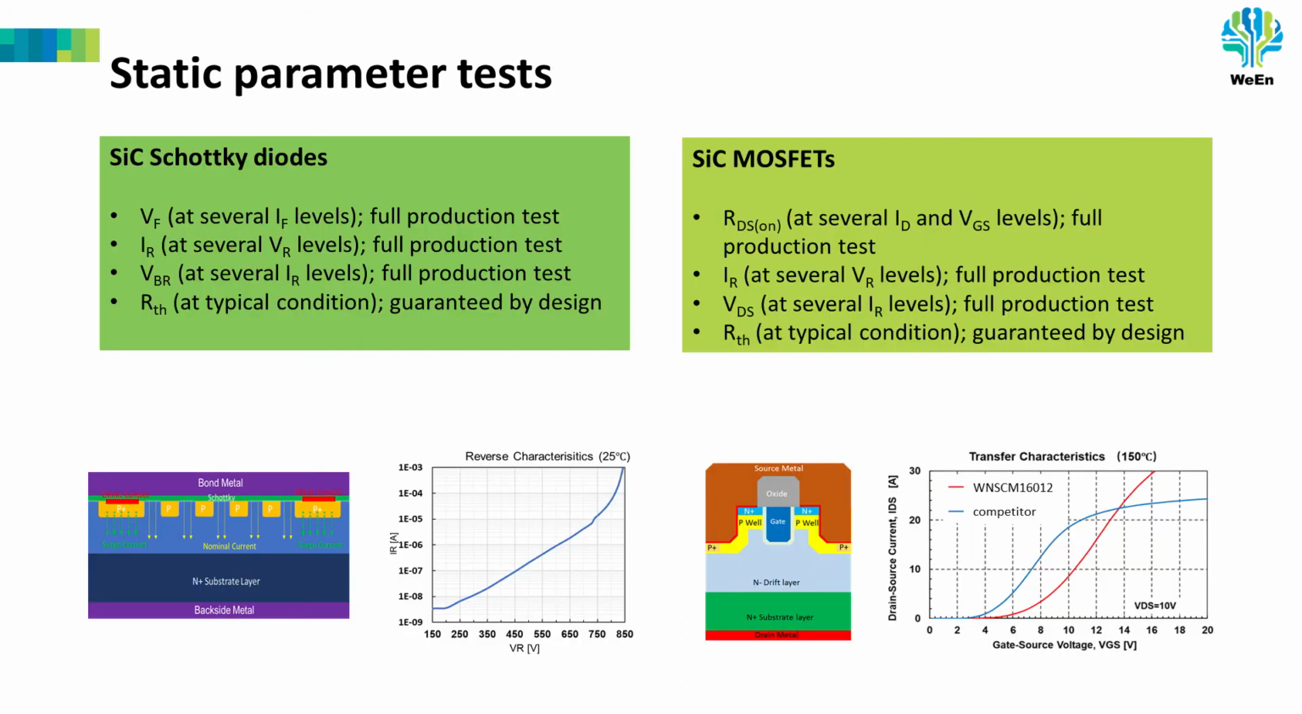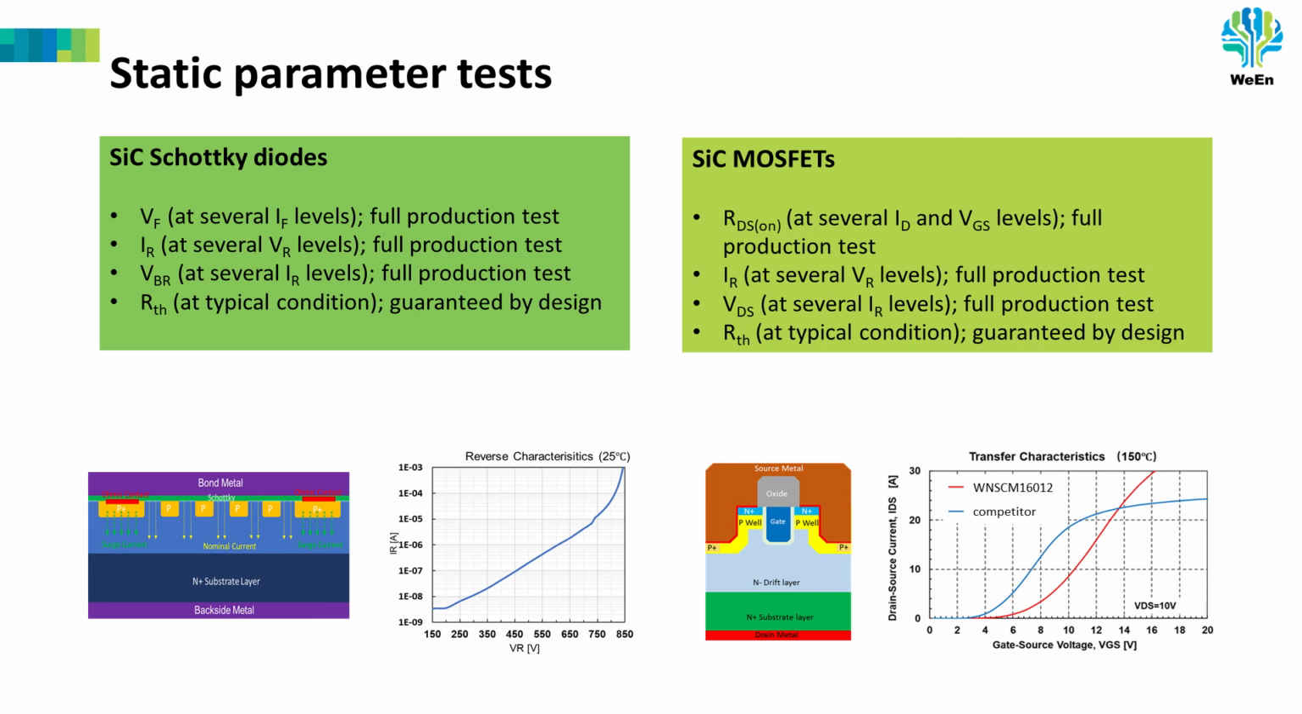For parameter tests, we distinguish static, dynamic, and rating parameter tests. Static parameter tests for silicon carbide Schottky diodes are forward voltage drop. This is done at several forward current levels, and this is a full production test. Another static parameter is reverse current. Also, this is done at several reverse voltage levels, a full production test as well. And breakdown voltage. This is done at several leakage current levels, a full production test. The thermal resistance at a typical condition is guaranteed by design.